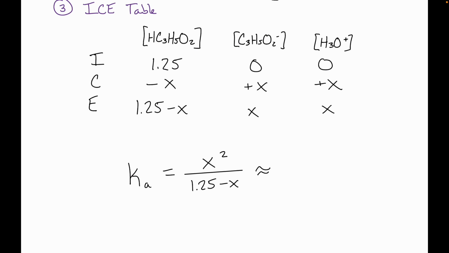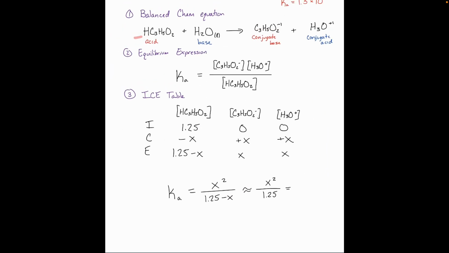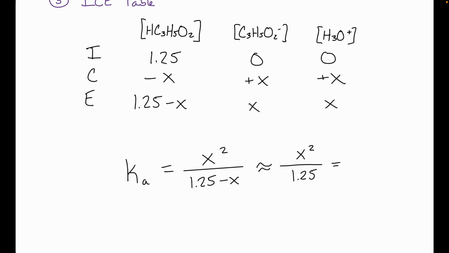Okay, and then what's the assumption, what do I get to drop from this just to make my life a little bit easier? The minus x on the bottom, right? Because x is going to be so small, it's basically going to be the same thing as x squared over 1.25. And then we looked up our Ka value before, the 1.3 times 10 to the negative 5.